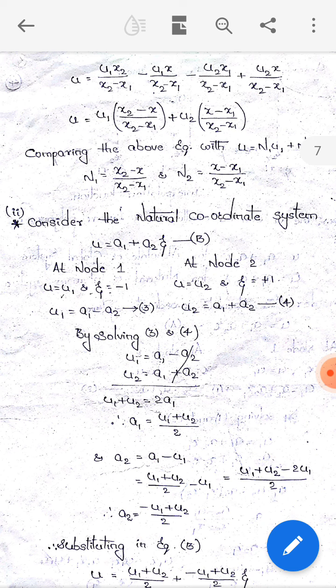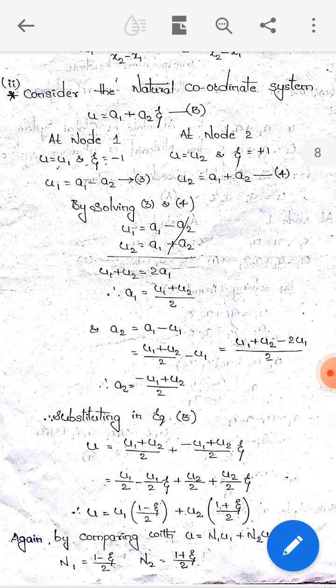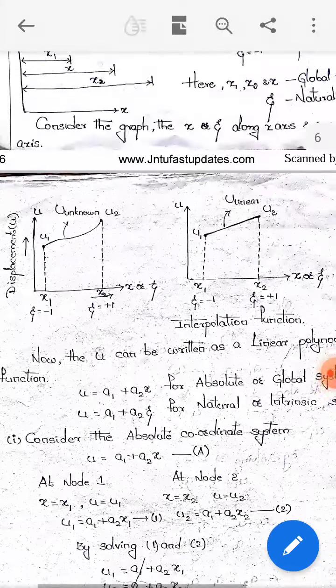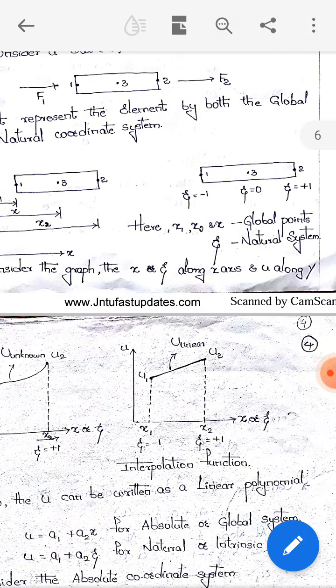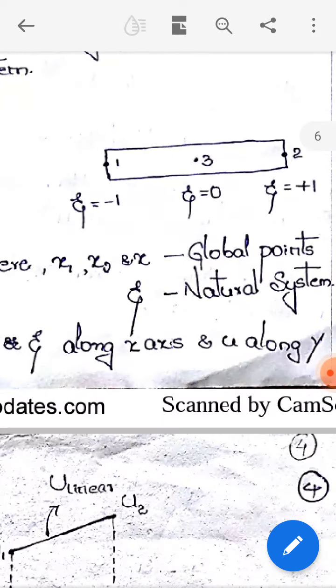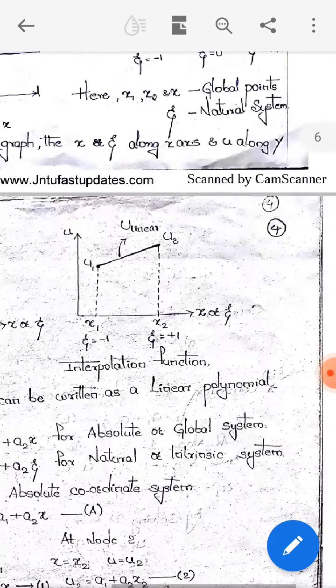Next, let us go for the natural coordinate system. u is equals to a1 plus a2 into zeta. At node 1, u is equals to u1, zeta is equals to -1. At node 2, u is equals to u2, zeta is equals to +1. Boundary conditions, extreme end conditions.